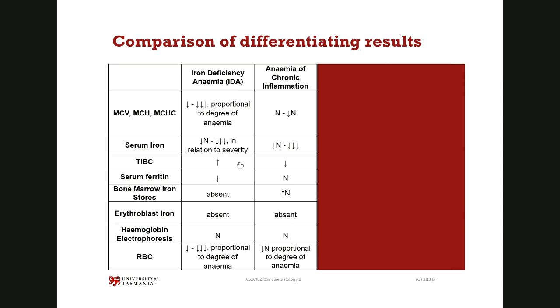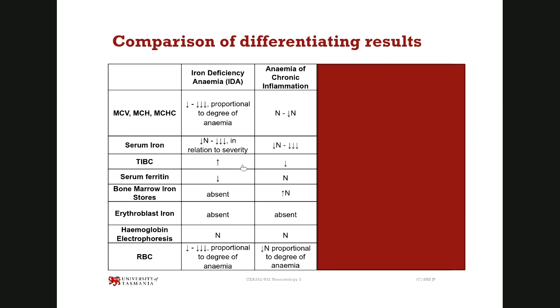As we said before, serum iron usually is inversely proportional to total iron binding capacity, but in anemia of chronic inflammation, it's not. This is because transferrin is a negative acute phase protein. Remember that in times of inflammation, transferrin production is downregulated. And so that's why our total iron binding capacity is reduced, because we don't have as much transferrin in the plasma.